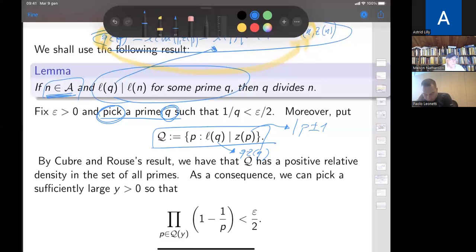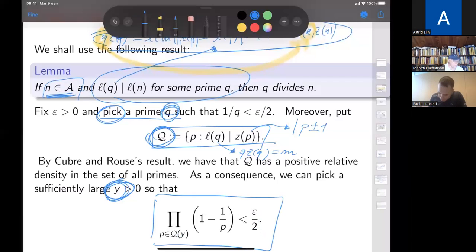And using the result of Kubler rules, well, if this is an integer m, the result says that the set calligraphic Q, which is a set of primes, has a positive relative density in the set of primes. As a consequence, if we evaluate the product of all the primes in this set, then for sure this converges to 0. So it means that not only we can find a sufficiently large Q, but Q is fixed, calligraphic Q is fixed, and we can find also a sufficiently large Y for which this product is sufficiently small. And we fix Y such that this product, since it is convergent to 0, is smaller than epsilon divided by 2. So all of them are fixed.